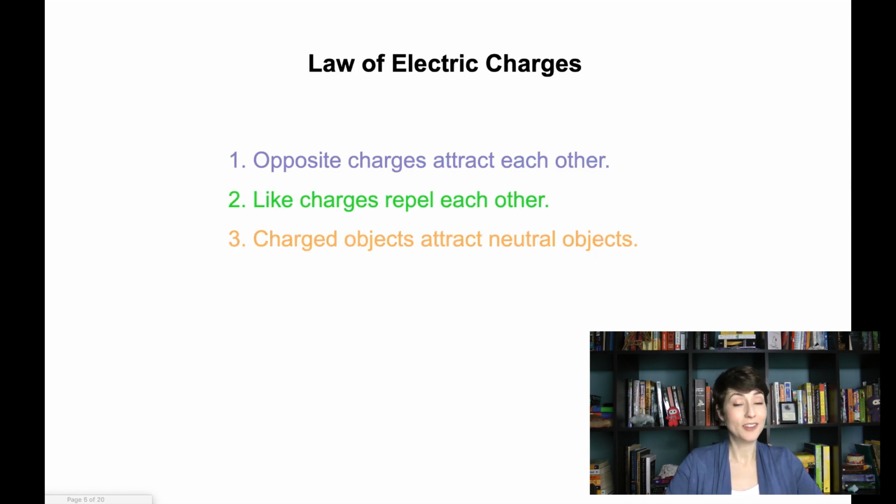This is an overview of the law of electric charges. This is something you've known probably since you were a kid. Number 1, opposite charges will attract. Number 2, like charges will repel. And number 3, charged objects can attract neutral objects.